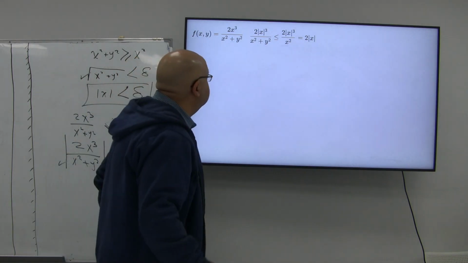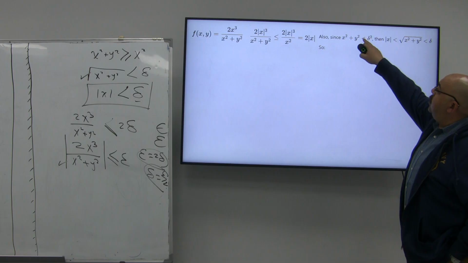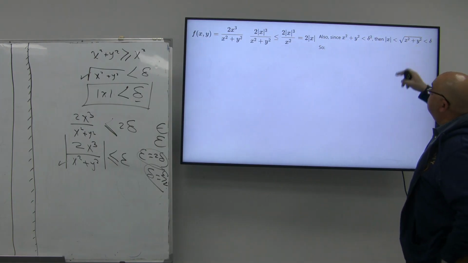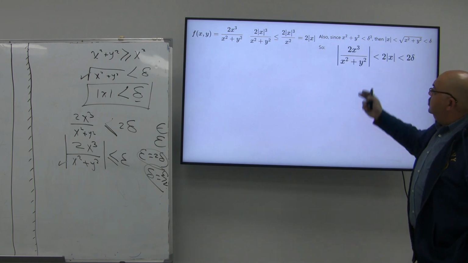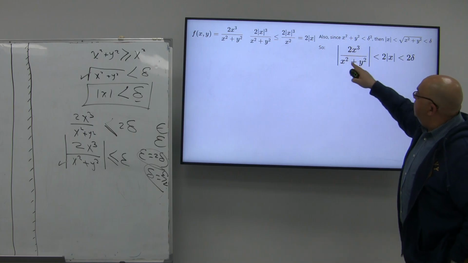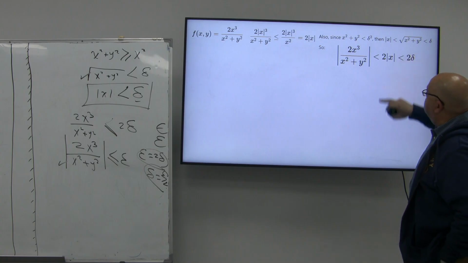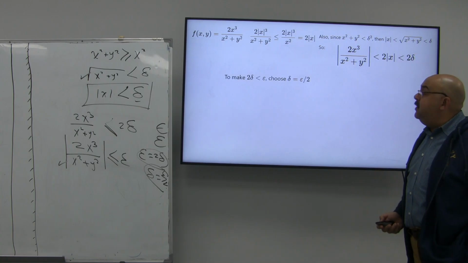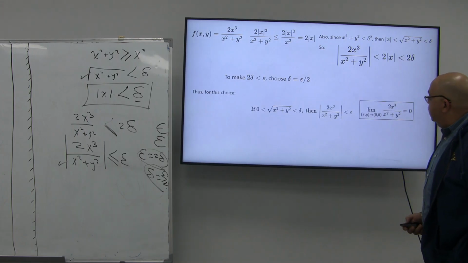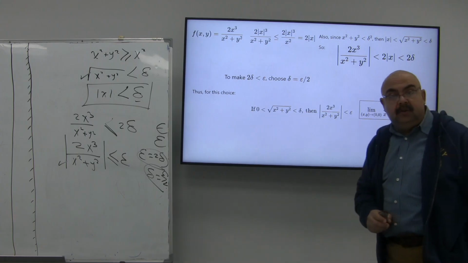So once more on the slides, as you can see, now we have the root of x squared plus y squared less than delta, and the absolute value of x is less than the root of x squared plus y squared, which means it's less than delta. So the kernel of this limit will be less than 2 delta. I choose epsilon equal to 2 delta, which means delta equals epsilon over 2. So now the definition is satisfied, and we know that the limit of 2x cubed over x squared plus y squared at the origin is 0.